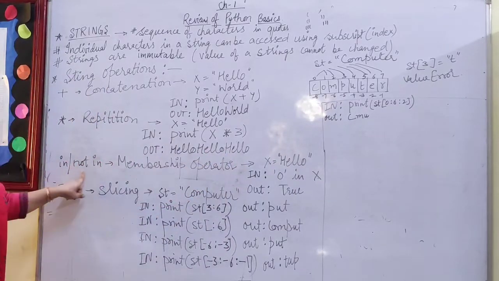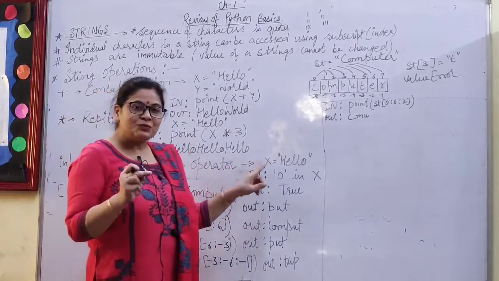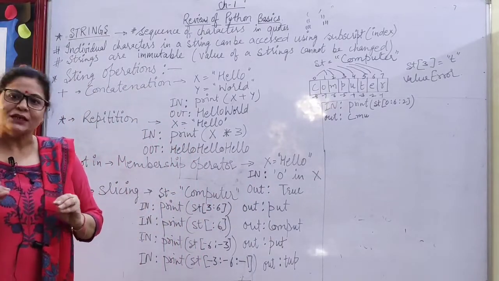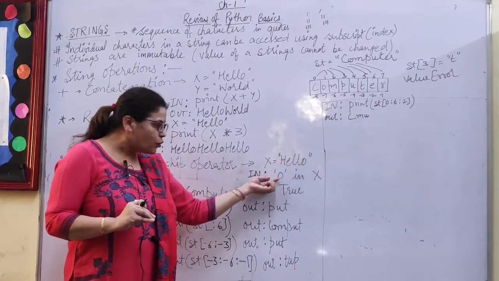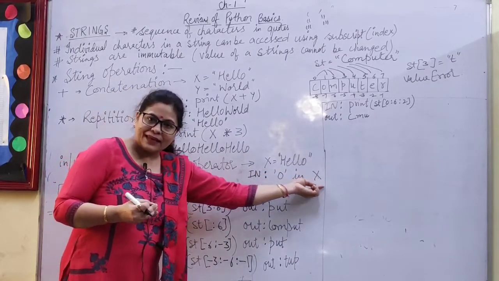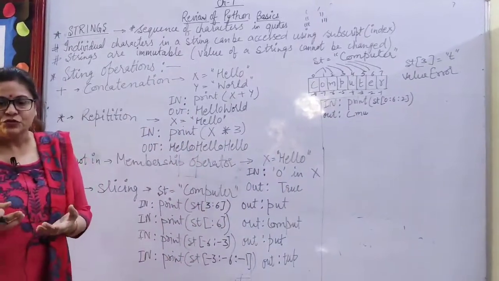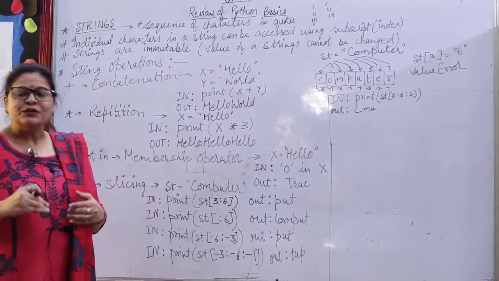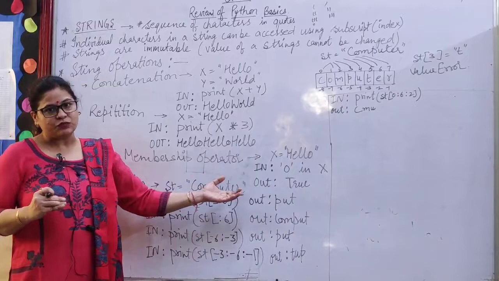The third one is the in and not in operation, which is called the membership operator. The membership operator checks whether the substring exists in the main string or not. For example, if we say X is equal to hello and I want to check whether O is present in X or not, then I'll say O in X, which will return the value true. It returns a bool value, either true or false. If it exists in the string, then it will return true, and if it is not present in the string, then it will return the bool value false.